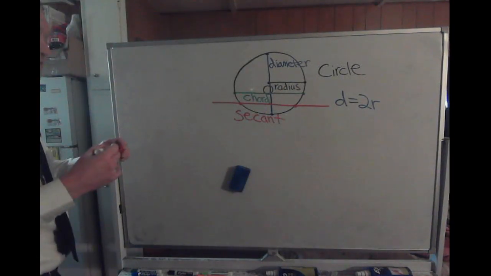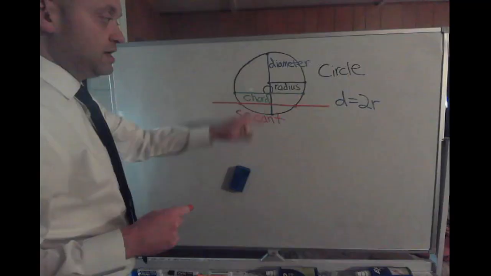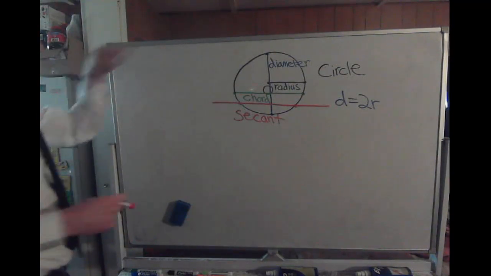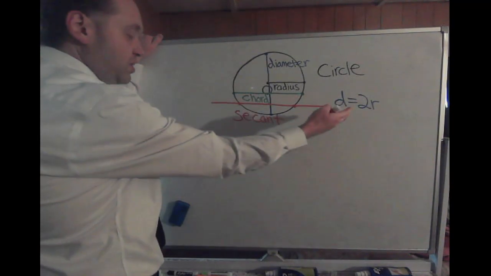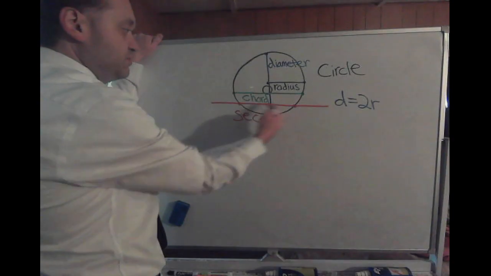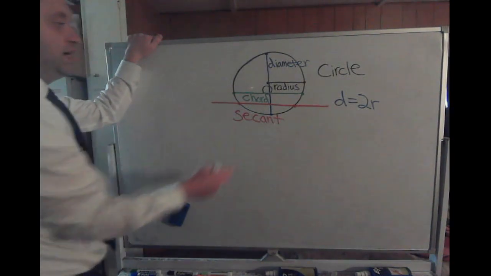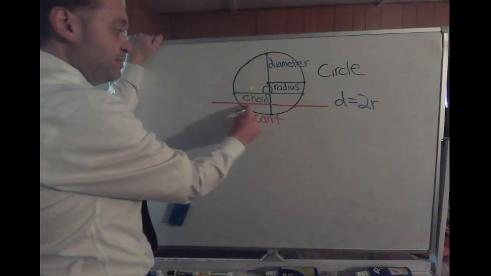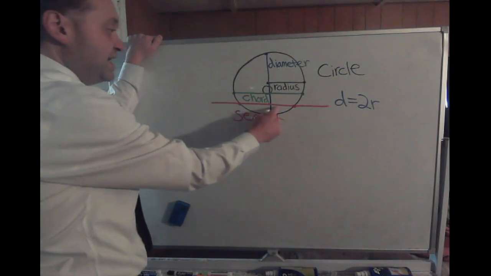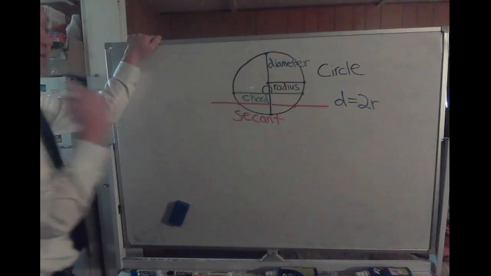And a secant, of course, contains a chord. So a secant line, again, starts outside the circle, travels through two endpoints of the circle, goes out the other side. That's a secant line. Now the segment of the secant that is inside the circle that connects the two endpoints is the chord.